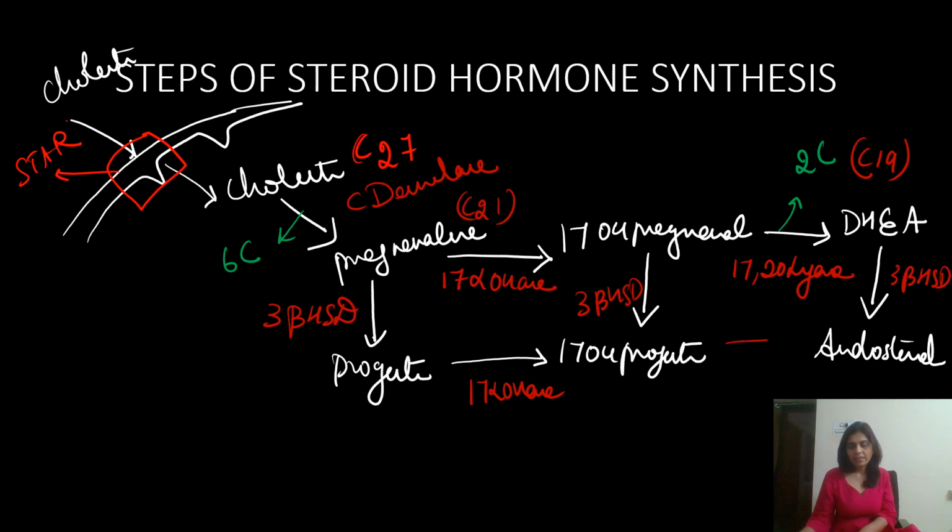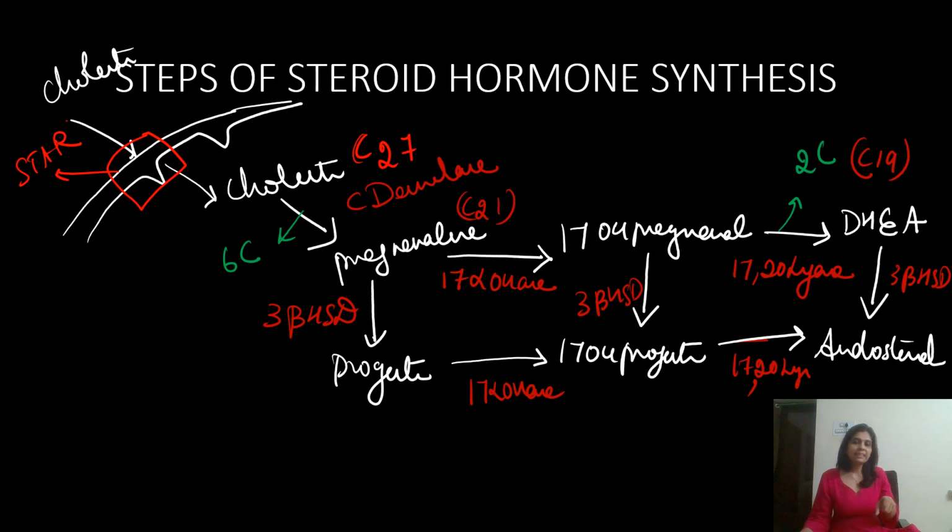And when 17-hydroxyprogesterone is acted upon by 17,20 lyase, it can be converted to androstenedione. So androstenedione can be formed either through this route or through this route. And once androstenedione is formed, activity in reticularis is over. Now the remaining steps happen only in glomerulosa and fasciculata.